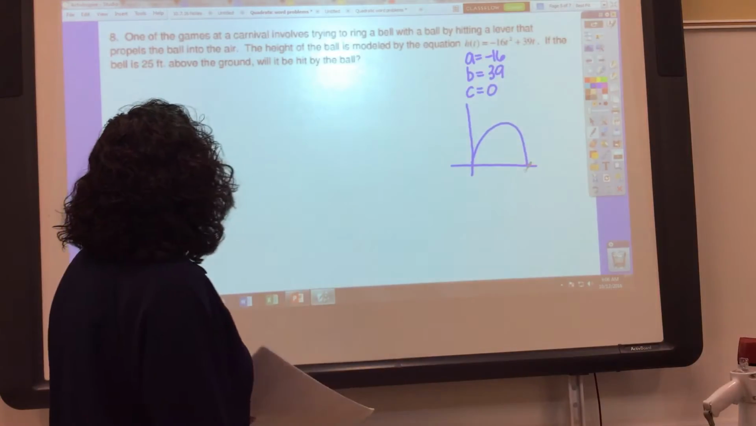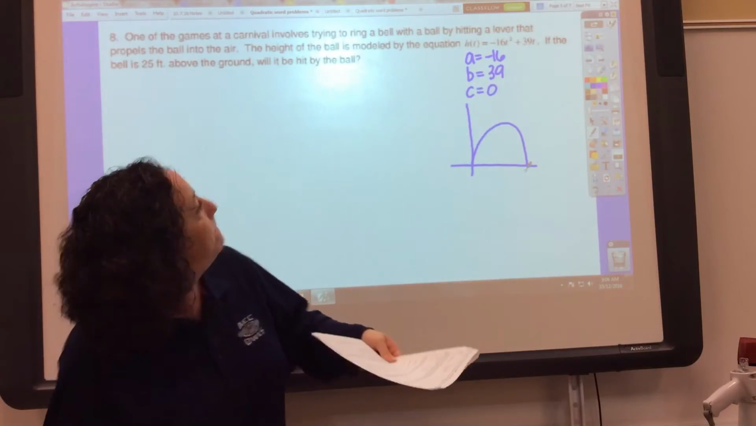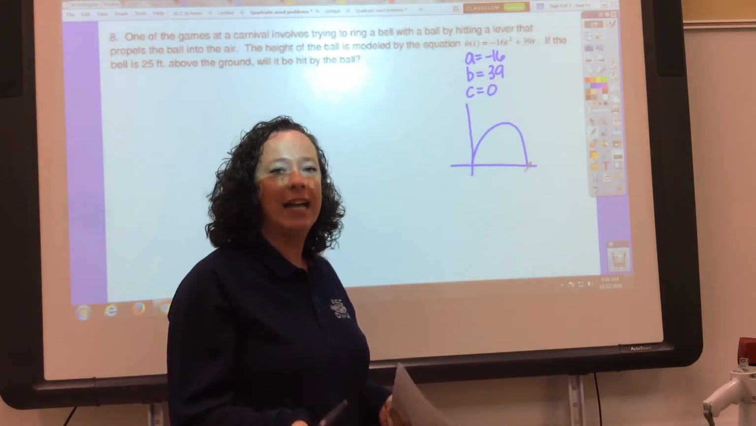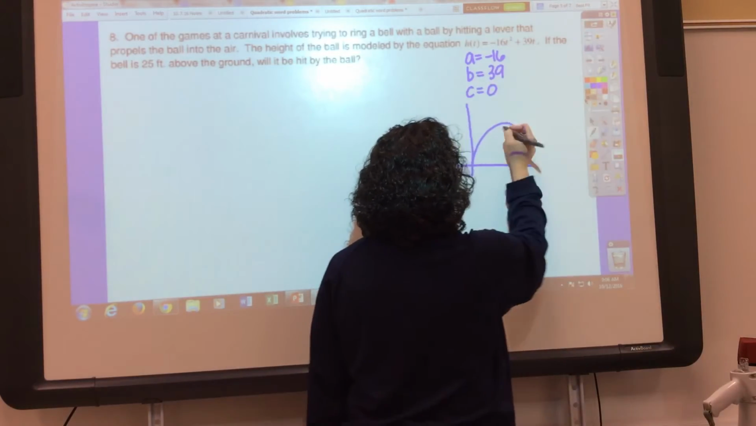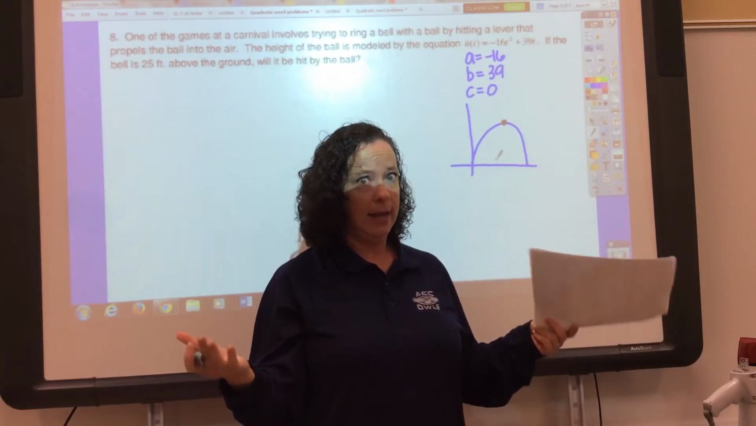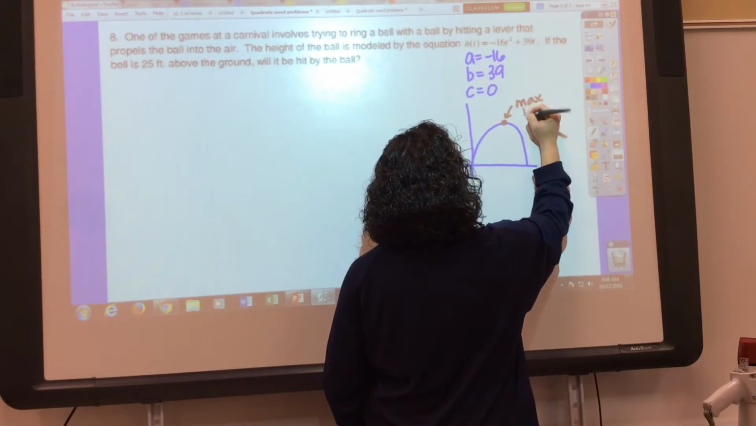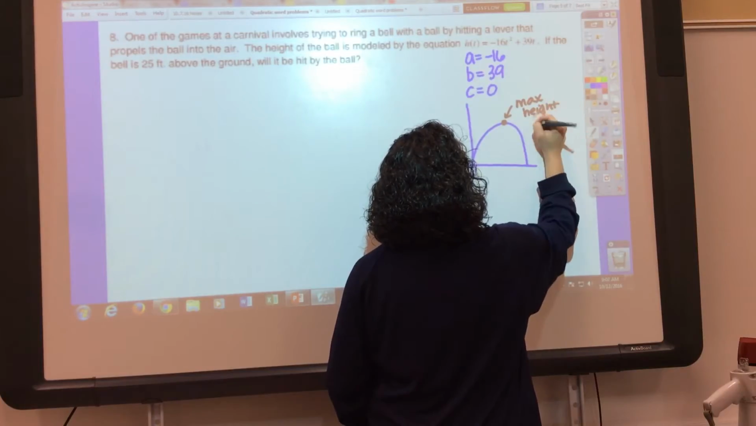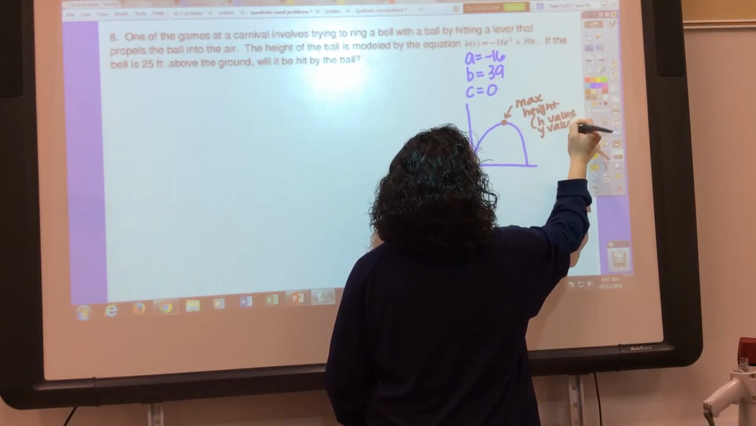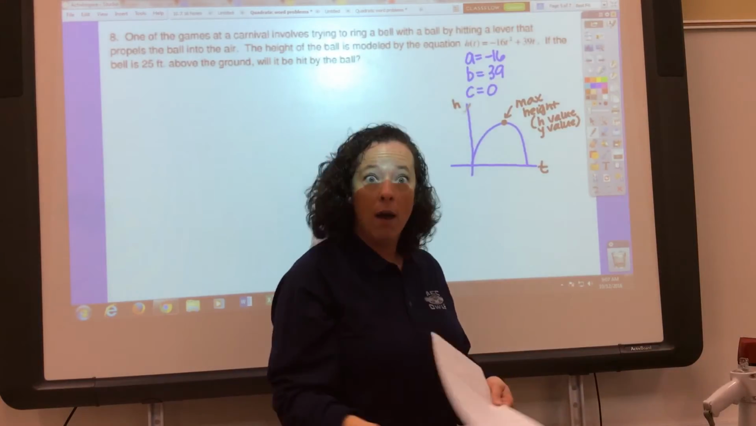So how do we answer the question? It says, if the bell is 25 feet above the ground, will this ball hit the bell? You have to understand what the question is asking. We ultimately need to see how high the ball goes. If the ball goes 25 feet or higher, will it hit it? So we've got to find this maximum height, the actual h value, which we are used to saying y value. But remember, all this is in context of this problem. This is the t-axis, this is the h-axis, so we want the h value of the maximum point.